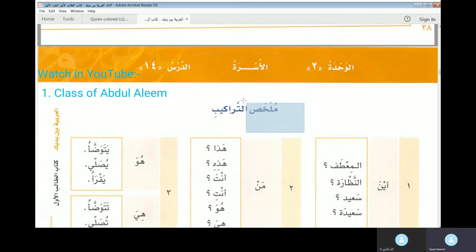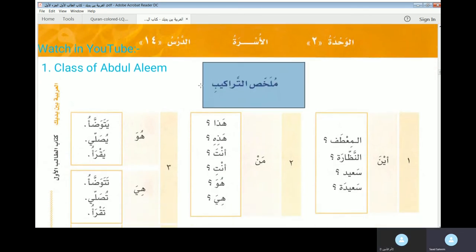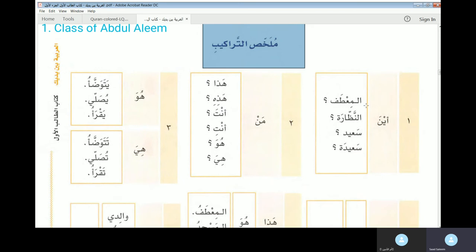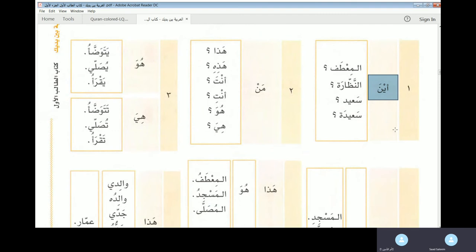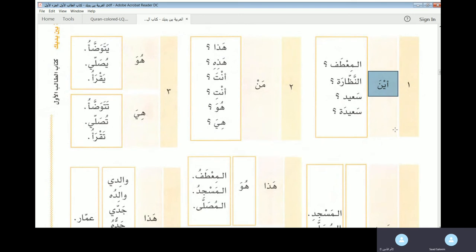Then we have Mulakhkhas at-tarkib, summary of the structures. Read and translate all the sentences. Ayna al-mushaf? Where is the Quran? Ayna an-nazzara? Where are the glasses? Okay.